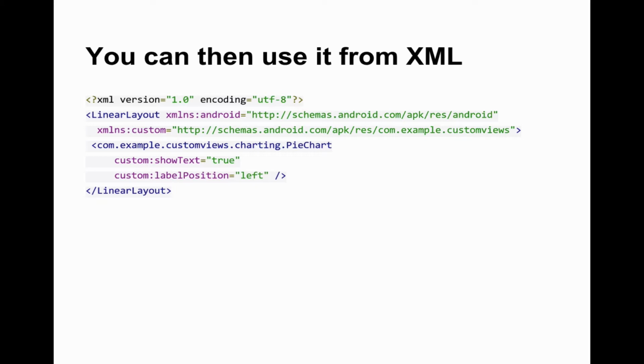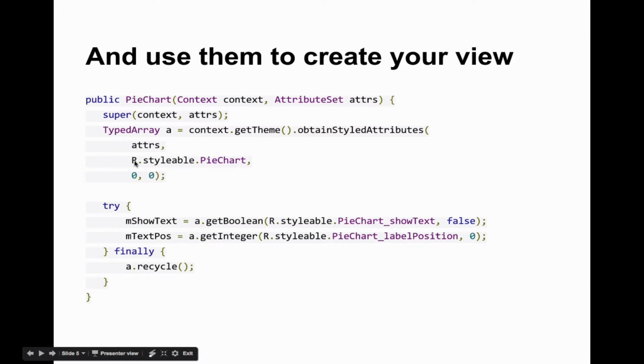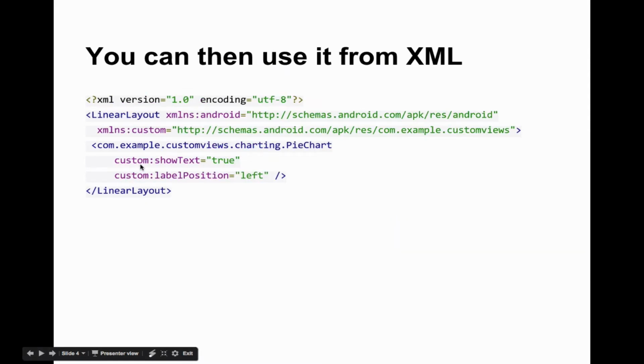So here we have to use com.example.customviews.charting.PieChart. This is essentially the package name, the whole path to the Java class that you plan to use. And because we are defining the custom namespace as the one for our class, we need to preface these attributes with custom and then say showText and labelPosition. To me it's all a bit overcomplicated, but unfortunately that's what we need to do.